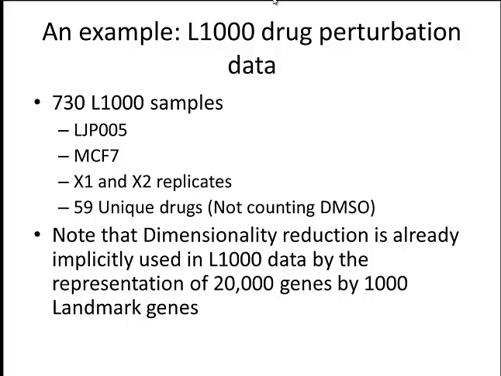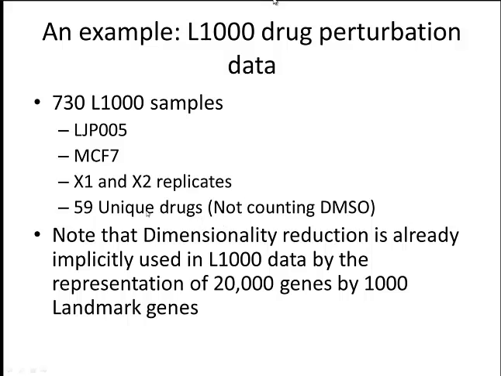Okay, so now I can start to show you some examples. The first example I have is from L1000 gene expression data of drug perturbations. Just as a kind of trial, I've taken 730 samples from L1000 from the LGP5 set, all in the MCF7 cell line, and I've taken a couple of the replicate sets. So in this smallish subset of the L1000, we have 59 unique drugs. They occur in replicates. I'm not counting DMSO in this example here.